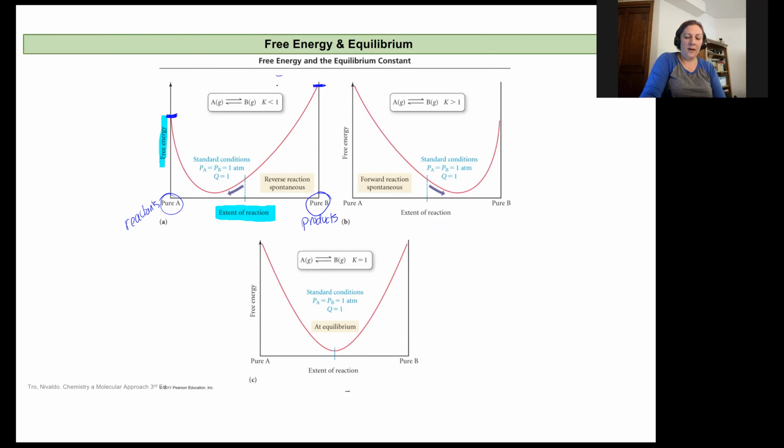Looking at this difference right here is going to correspond to my change in free energy right here. And I'm looking at the free energy of my products and the free energy of my reactants here. And so same thing right here. Here we've got our free energy of our reactants, and here's our free energy of our products.